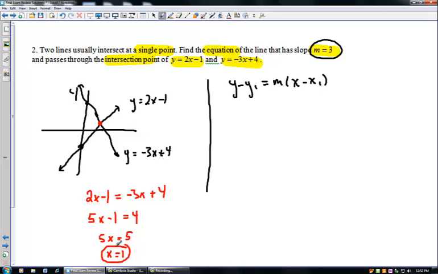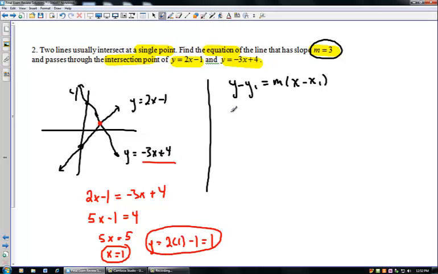And if x is equal to 1, you can plug into either of these equations, and you're going to get y equal to, let's plug into the top one, 2 times 1 minus 1, which equals 1. You could also plug into this equation, and you'll also get back 1. And so here's my y value.